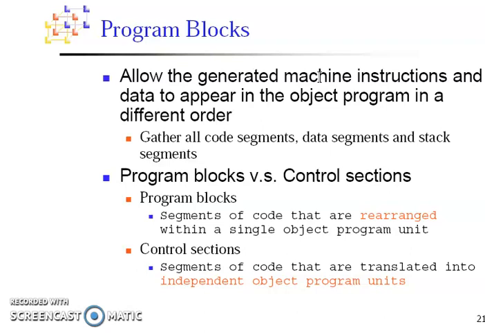Then the next feature related to machine independent features is program blocks, which allows the generated machine instructions and data to appear in the object program in a different order, by separating blocks for storing code, data, stack and larger data block. So it helps in segmenting the code or the data that is stored, which means we will be separating the block of statements into 3 sections: code segments, data segments and stack segments.